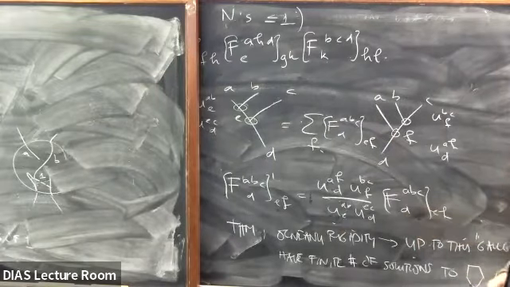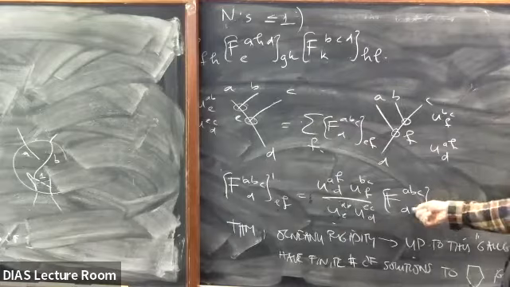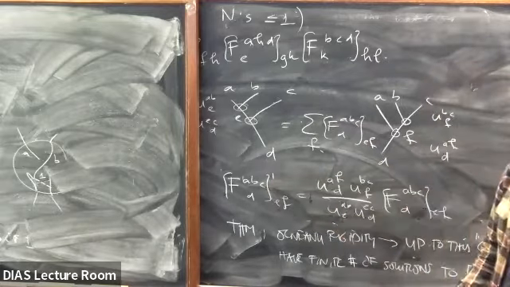The only problem we can run into is if this F happens to be 0, because then if this is 0, this is also going to be 0, no matter what we do. So we can't do anything with this U then.